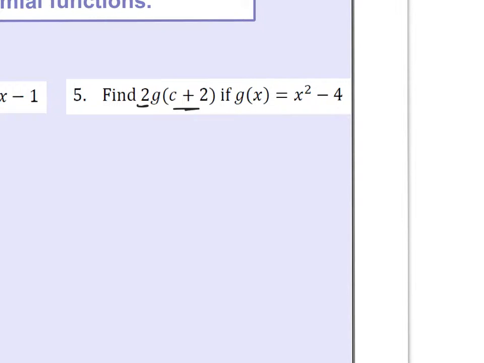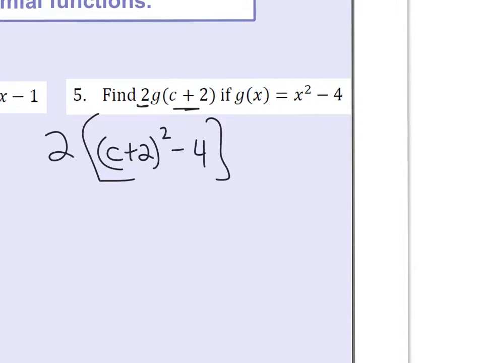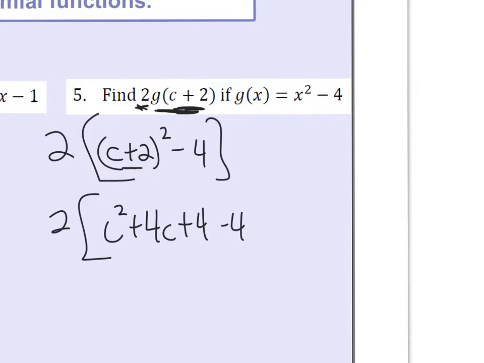Number 5, what happens if I do this and this to g? Well, a couple things will happen. First off, I'm going to put c plus 2 squared minus 4. Then on the outside of that whole thing, that's where I'm going to put this 2. I'm taking 2 times the function of g, where c plus 2 is replacing x. So when I multiply this, c plus 2 squared is actually going to be c squared plus 4c plus 4 minus 4.